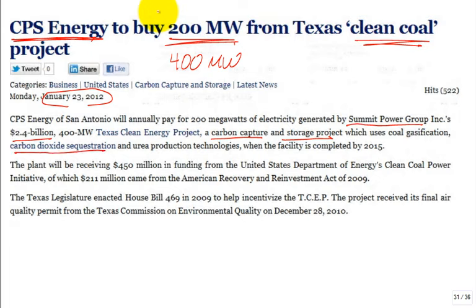With that carbon sequestration, what's that mean? You kind of pigeonhole it somewhere. You put the CO2 somewhere that's useful. Urea, that's fertilizer production. And it is not going to be completed by 2015. Wishful thinking. $450 million in funding from the United States Department of Energy's Clean Coal Power Initiative. That's a lot of money. Also, $211 million from, and this is trivia, the American Recovery and Reinvestment Act of 2009.